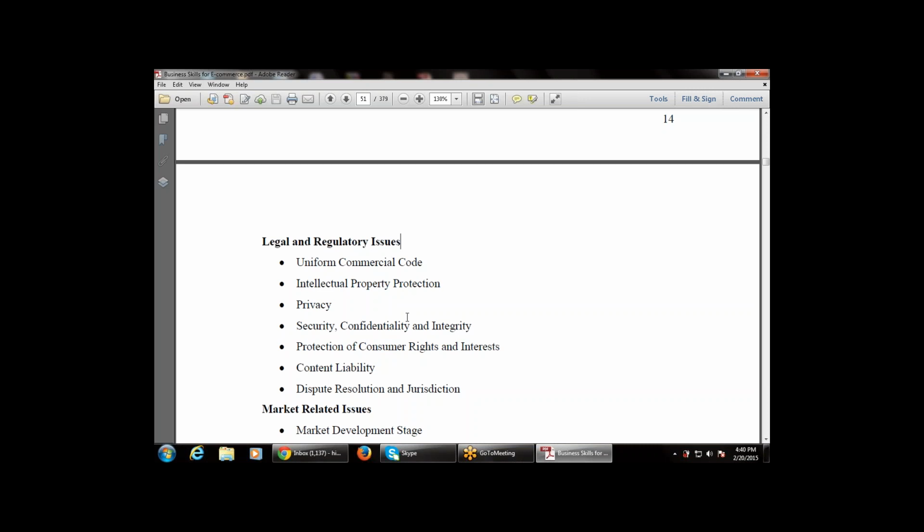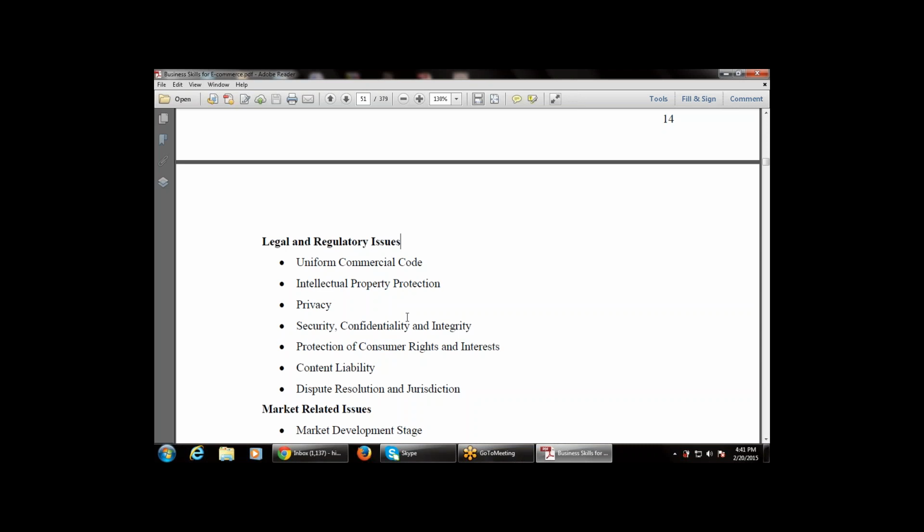Then intellectual property protection, where proper rules and regulations must be followed. For example, if I'm purchasing something, there must be proper property protection available. The property must be protected intellectually. There should be rules and regulations followed for the property protection. This is one of the important issues, and one of the major strengths of e-commerce, that there must be intellectual property protection.